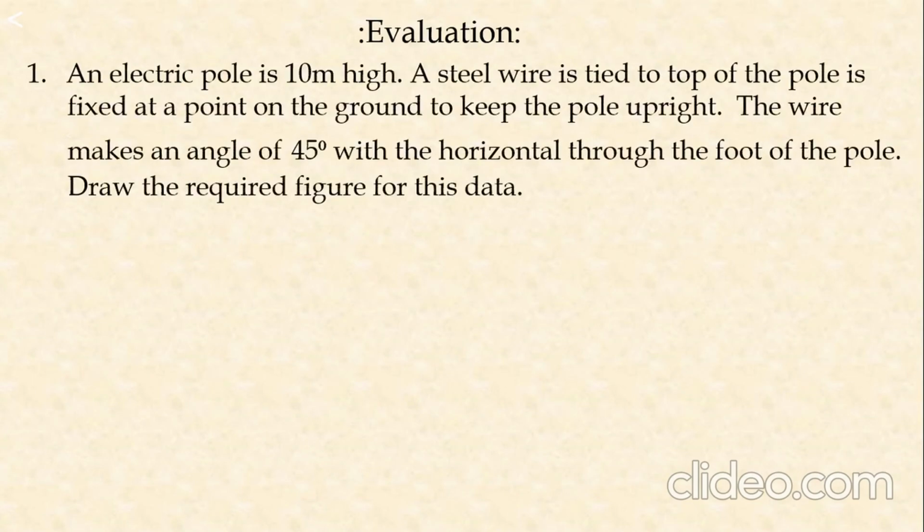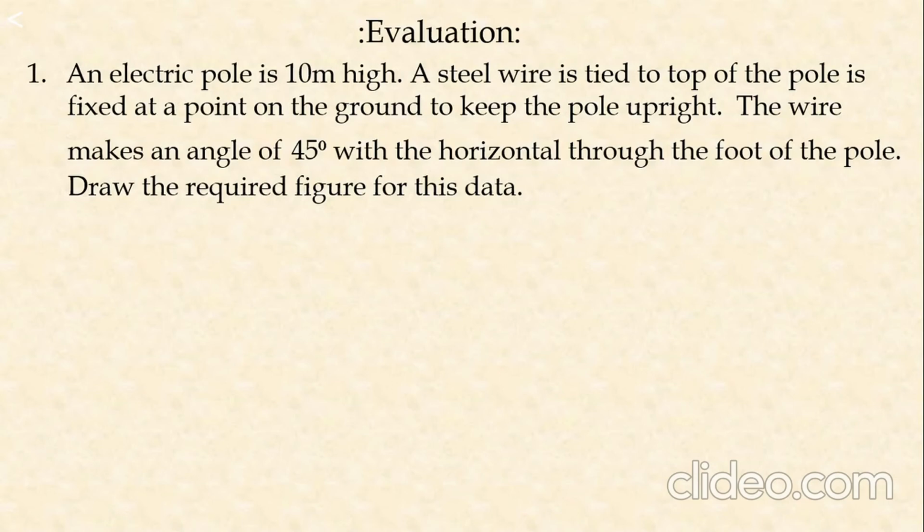Okay children, now I am going to give some homework to try at your home. The first problem is: an electric pole is 10 meters high. A steel wire is tied to the top of the pole and fixed at a point on the ground to keep the pole upright. The wire makes an angle of 45 degrees with the horizontal through the foot of the pole. Draw the required figure for this data.